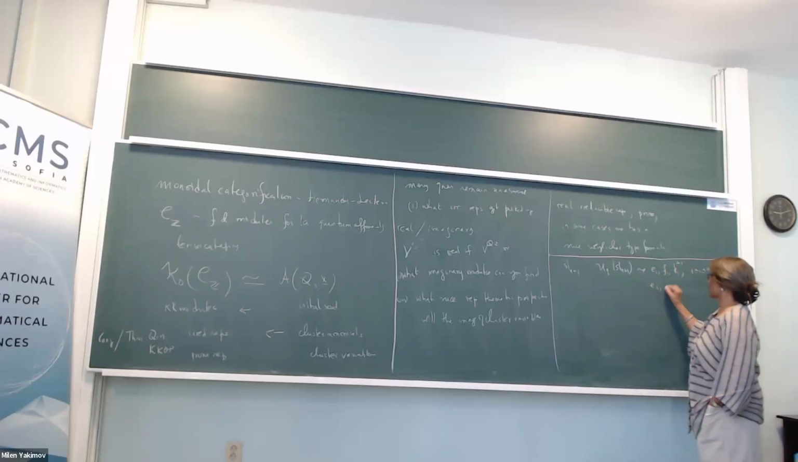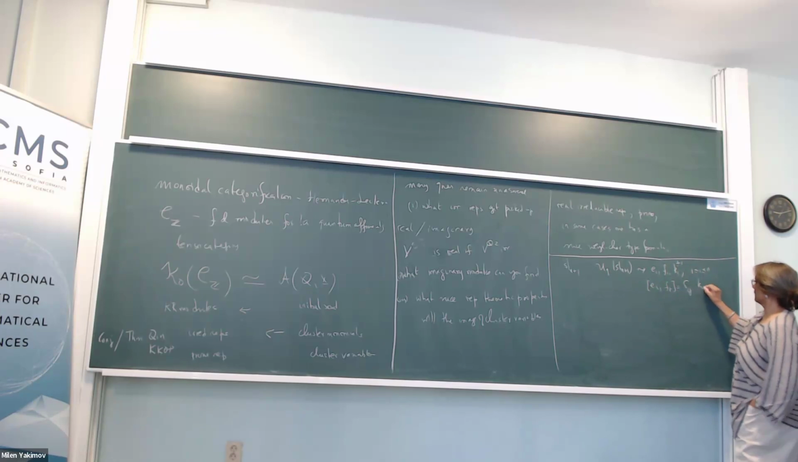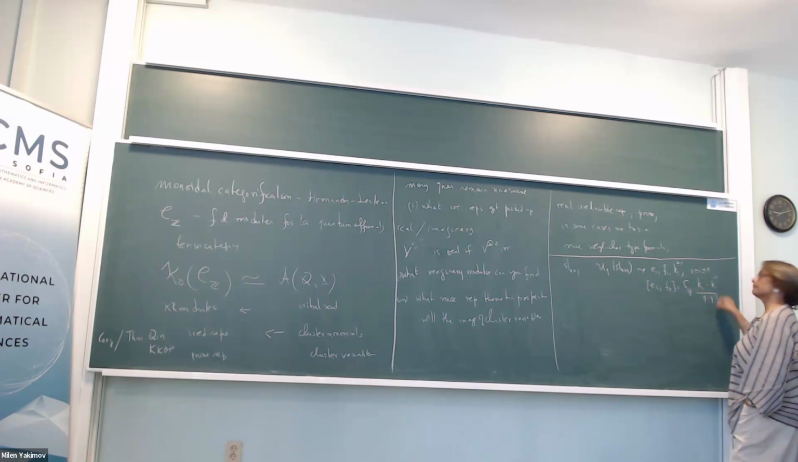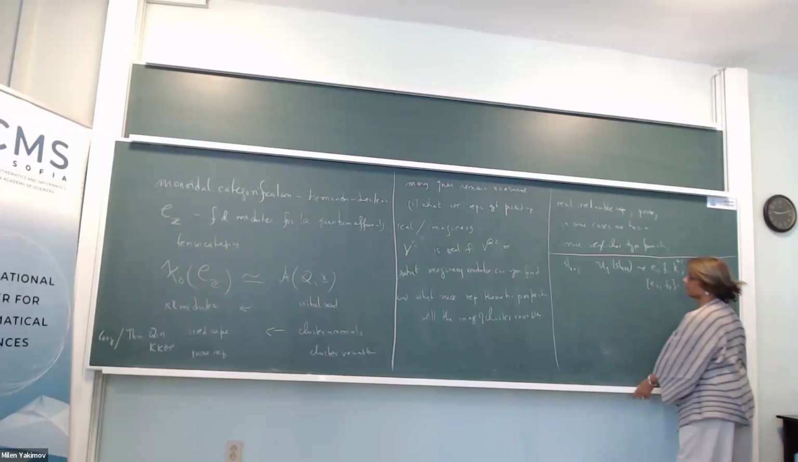For instance, you have a relation which will look like [E_i, F_j] = δ_ij (K_i − K_i^{-1}) over q − q^{-1}. This is like an SL2 relation. There are some other natural ones, sorry.